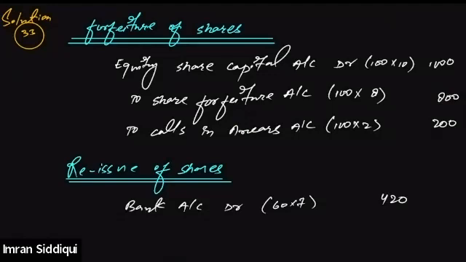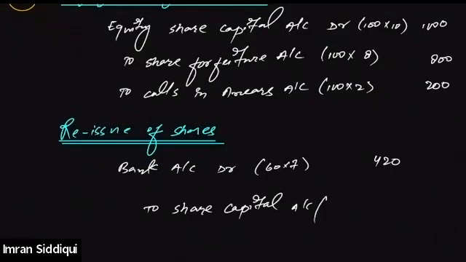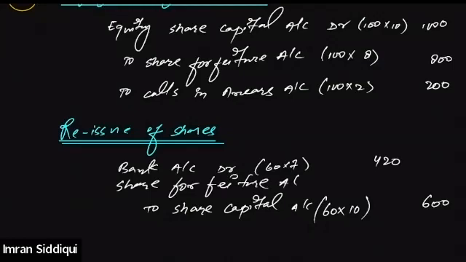To share capital account. And we need to multiply the issued shares with the paid up value. The paid up value for the reissued shares is not given in the question, so we will consider the paid up value as 10 rupees for the reissued shares as well. 60 into 10 will be 600. And the balance arising will be debited to share forfeiture account. So this will be 180. That's right. Very good.